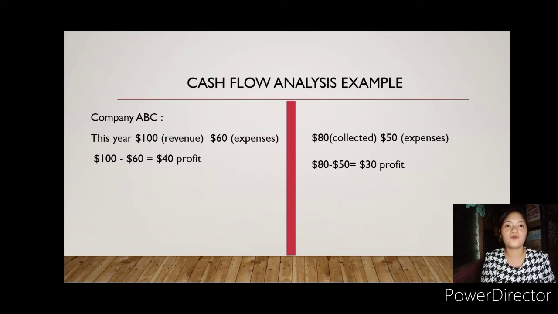So if we calculate the net cash inflow this year, it would be $80 minus $50, which is equal to $30. So even if company ABC has made a profit of $40 this year, its net cash inflow is $30. In cash flow analysis, we will not only include the cash related to operations, but we will also include expenses and incomes from investing and financing activities.